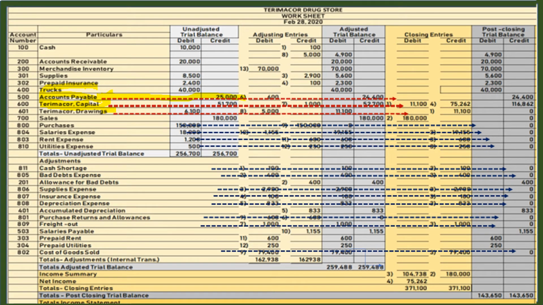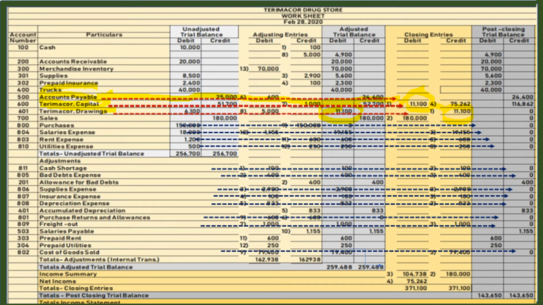This is not necessary. So the only lines we need to understand are the one for capital and the one for drawing. So here, we have an adjusted balance of a debit in the drawing account. To make it zero, we have to credit it. But what would be debited will be the capital account, not the income summary account.